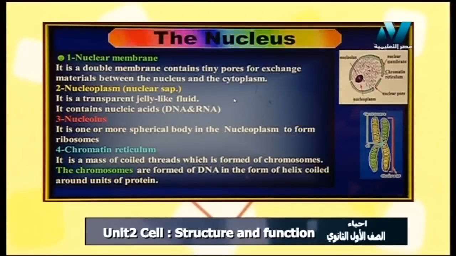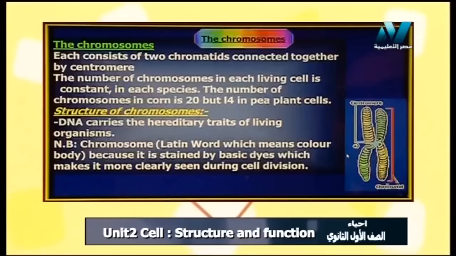Let's put some stress on the chromatin reticulum. The chromatin reticulum is a coiled mass of threads formed of chromosomes. We said the chromosome is composed of two chromatids connected together by a centromere, as we can see here. Each chromosome contains one molecule of DNA, but is made of 50% DNA, which acts as the one molecule of DNA, and 50% protein called histone and non-histone protein. So this is the structure of the nucleus, which controls all the cell activities.